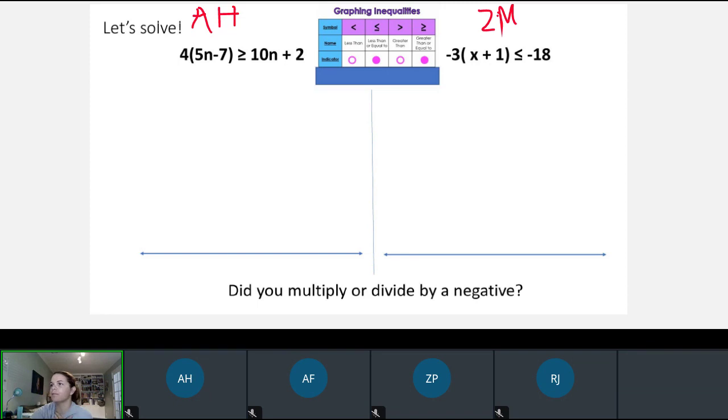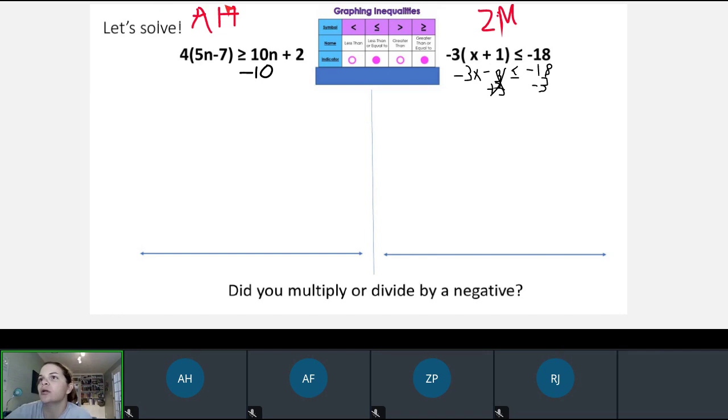Okay, so the first thing that both of them are going to do is distribute the number outside your parentheses to both numbers inside the parentheses. Good job, Zachary. You're right. Good. Yes, Amara, you're right. That's exactly right.